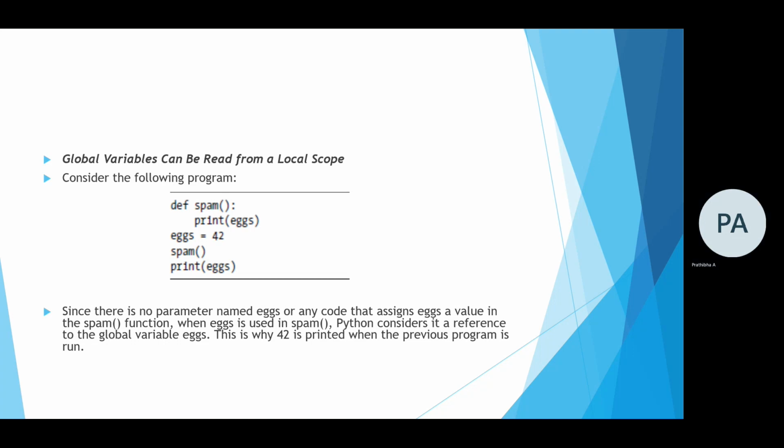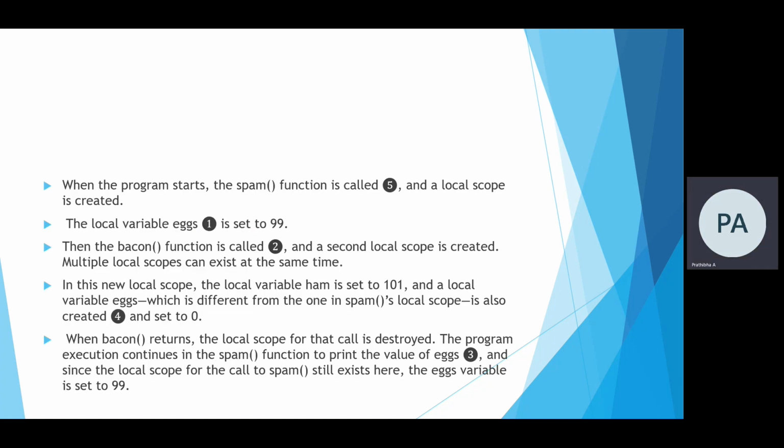Okay. So here you can see when the program starts, the spam function is called and the local scope is created. The local variable x is set to 99. Then the beckon function is called. The second local scope is created. Multiple local scopes can exist at the same time.